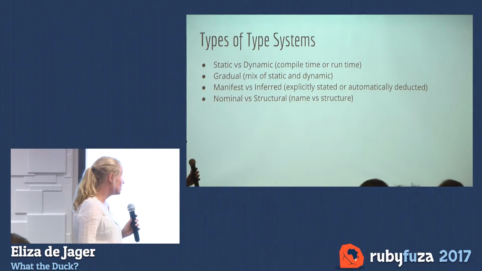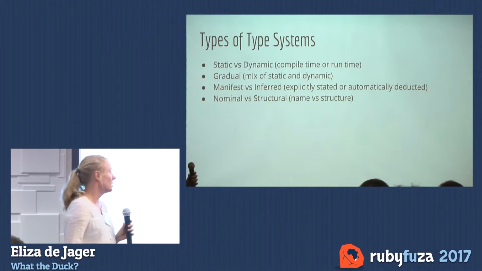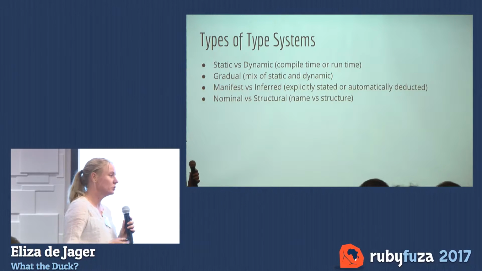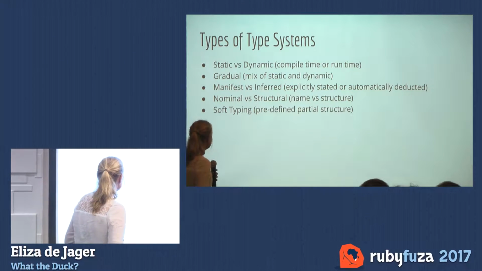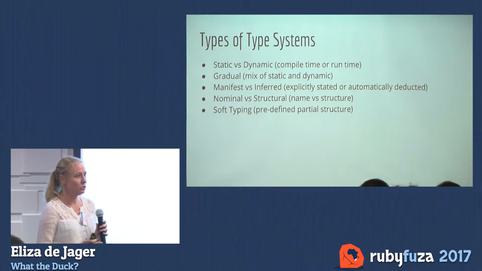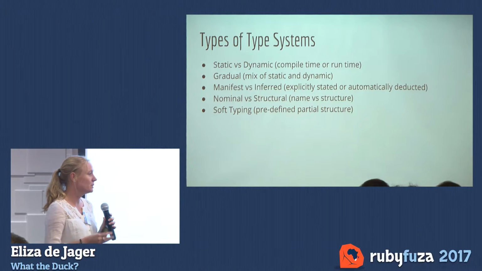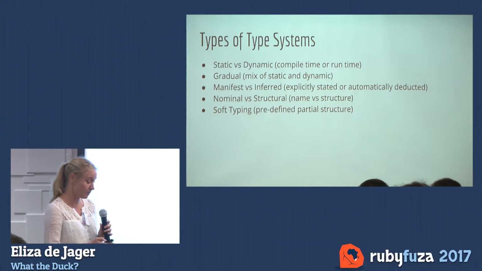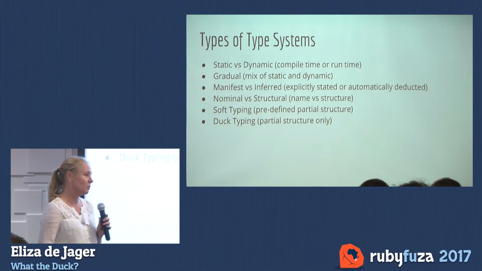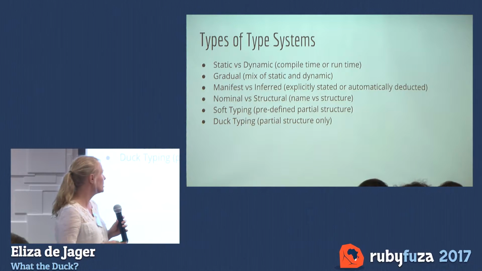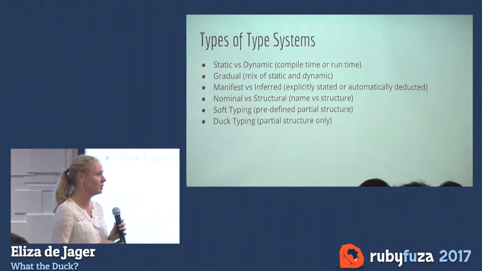Then you get nominal and structural type systems, where the type is deduced from the name you give it in the nominal type systems, and in the structural type systems, it's deduced from the structure. And you can get something called soft type systems, where basically an object is required to have a certain predefined partial structure in order to qualify as being of that type. And then finally, you also get duck typing, which only checks the partial structure. And in fact, in duck typing, you only check whether an object actually has a single method when that method is called on the object. So it's very loose.